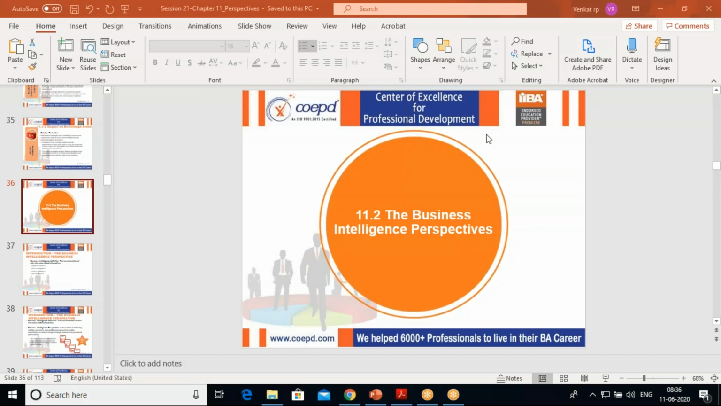So when we are discussing a perspective, we are going to discuss the change scope, business analysis scope, methodologies, approaches, and techniques, underlying competencies, and impact on knowledge areas. This is what we are going to discuss.